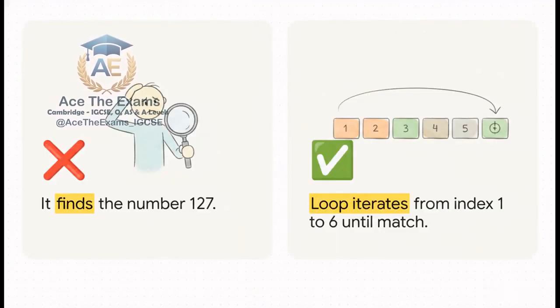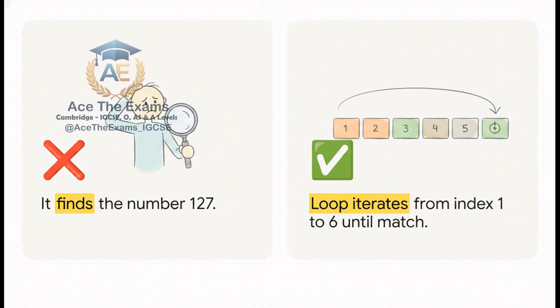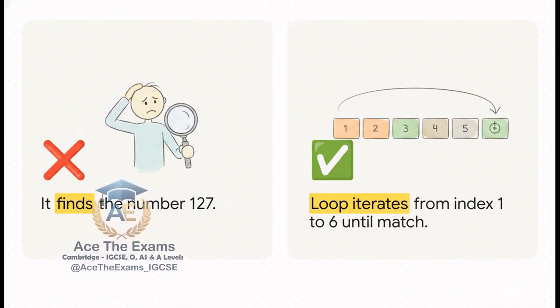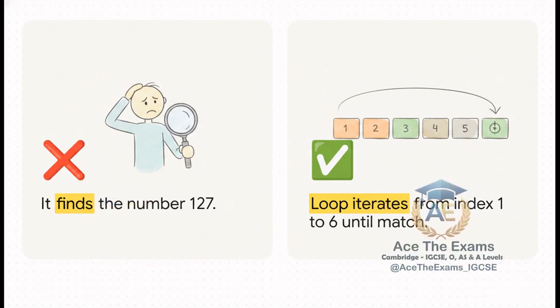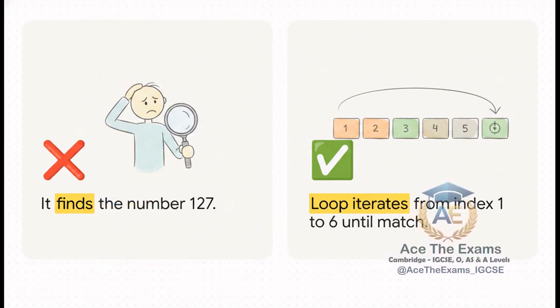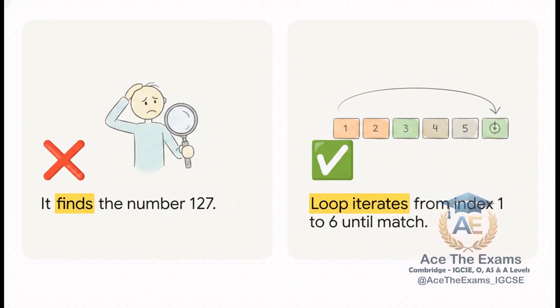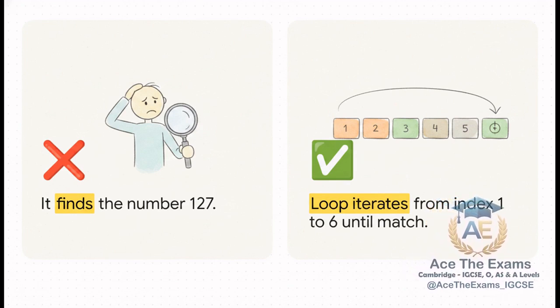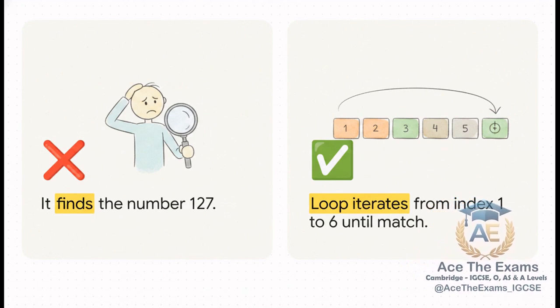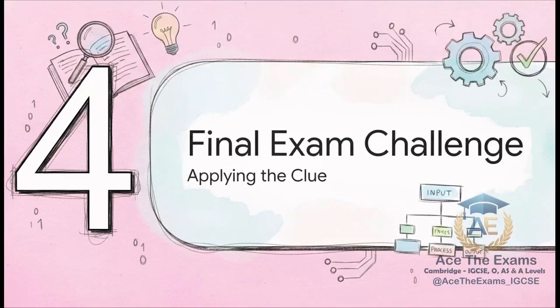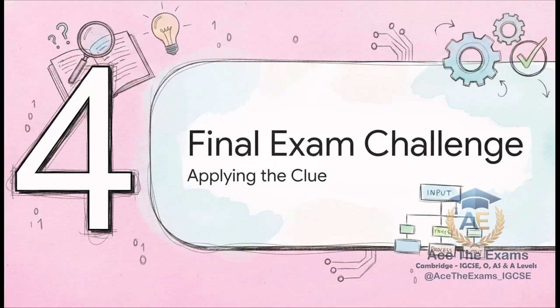Check out the vocabulary upgrade here, explicitly mentioning the iteration, the array index, and the termination condition. That's what earns top marks. Writing, "it finds the number," is how an everyday user describes software. But saying, "a loop iterates from array index 1 to 6, then terminates," is how a programmer describes software. You absolutely must adopt the programmer's vocabulary to secure these grades. Which brings us to Section 4, the final exam challenge.